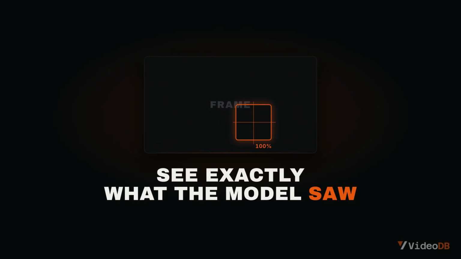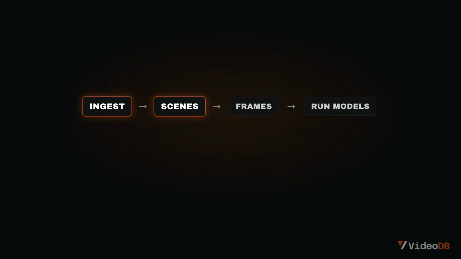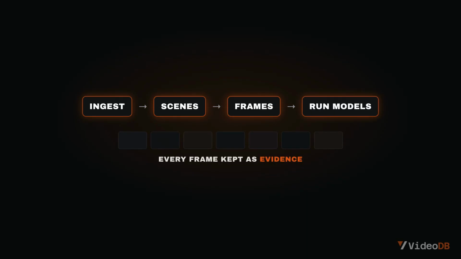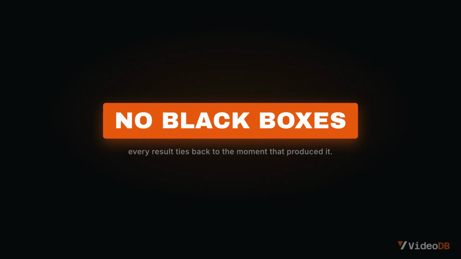That's the part VideoDB handles. It takes the video in, cuts it into scenes, pulls the frames, runs the models right on those scenes, and keeps every frame as evidence. Pair it with tracing, and every run is logged. The exact scene, the exact frames, the prompt, the model, the score. Nothing is a black box. Every result ties back to the moment that produced it.